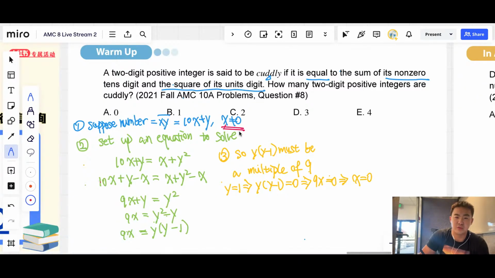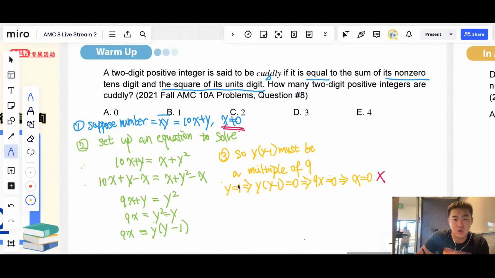X never equals 0. So x is a non-zero tens digit. So in this case, it's not possible. y equals 1 doesn't work. Let's put a little cross next to it to know this one is eliminated. And the second number we can try is y equals 2.